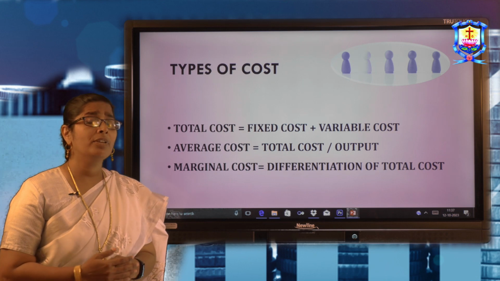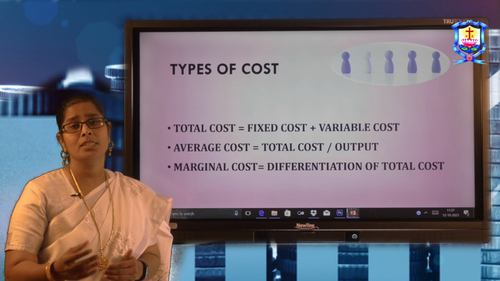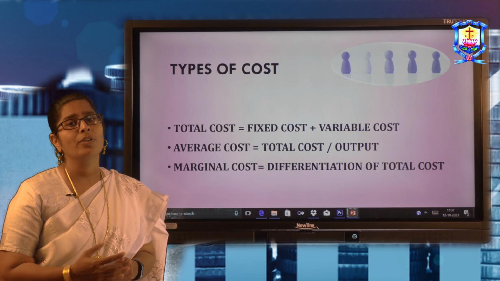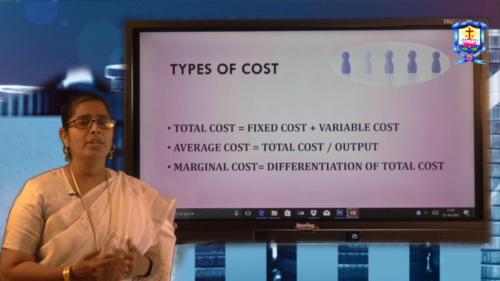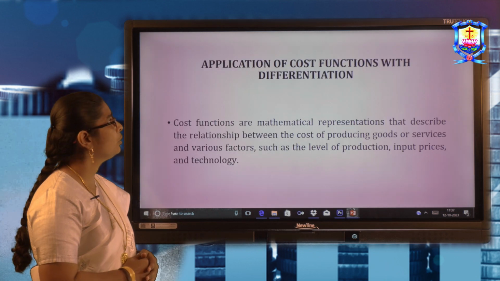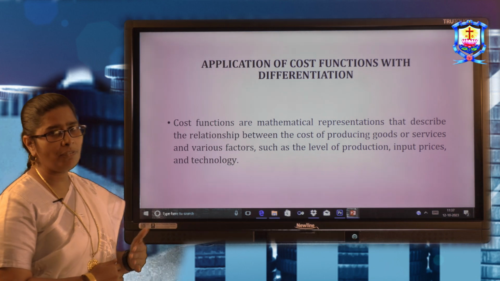So with the help of mathematics, how do we arrive at it? It is very simple: by the magic tool differentiation, we arrive at the marginal cost. By differentiating the total cost, we arrive at the marginal cost. Now we'll see this application of cost function with the help of differentiation.